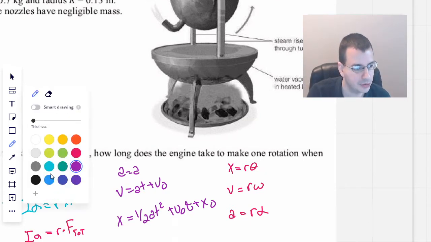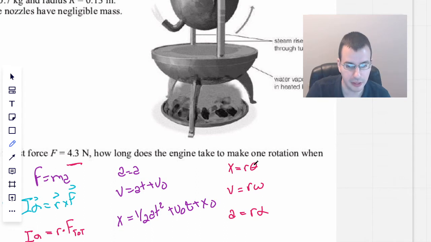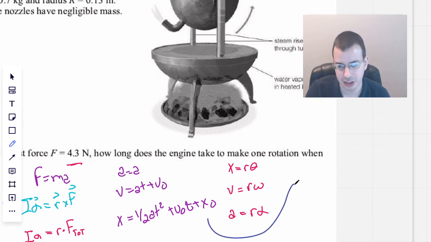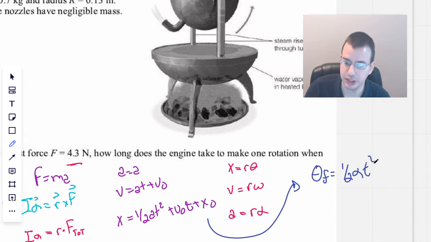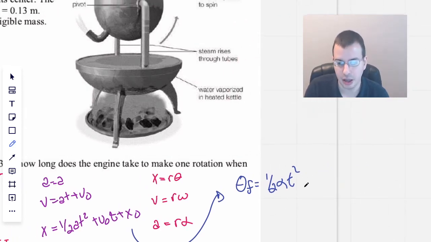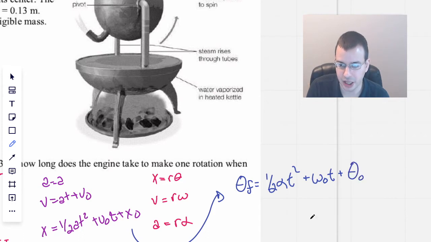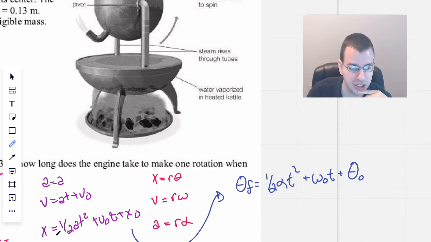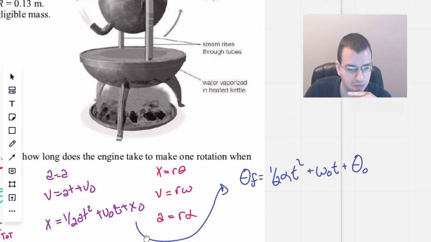Okay, so now that we have that, we can plug these into this, and skipping to the end, you're going to get something along the lines of theta final equals 1/2 alpha t squared, t stays the same, plus omega naught t plus theta initial. So when you plug them in, you get a whole bunch of r's, all the r's cancel, and you're left with an equation that looks very similar to your linear kinematic equation. Like, okay, we're fine here.